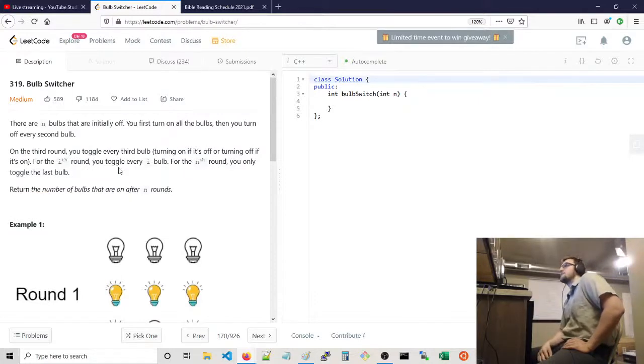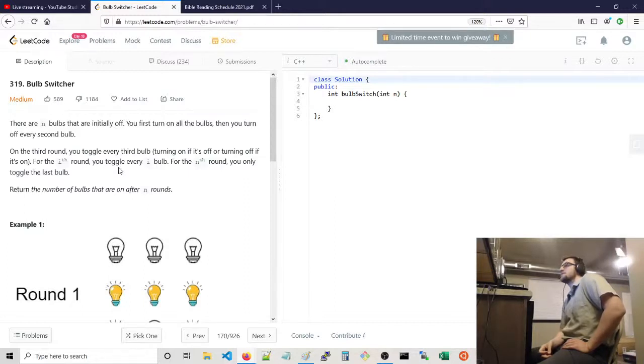Third round, you toggle every third bulb. No, it's not the same problem. This is slightly different, but it's an interesting question. That one I don't remember what the solution was. There's a way to derive it, or to think about it. There's a formula, and then you can actually prove it. In the third round, you toggle every third bulb, turning on if it's off, or turning off if it's on.